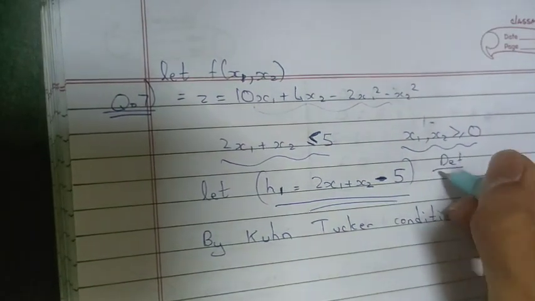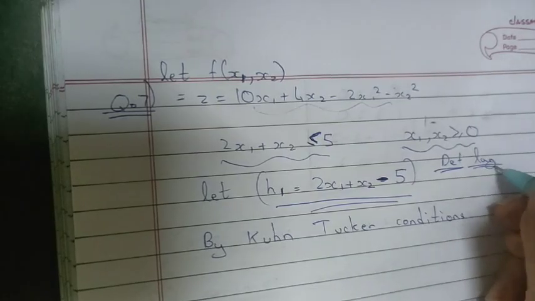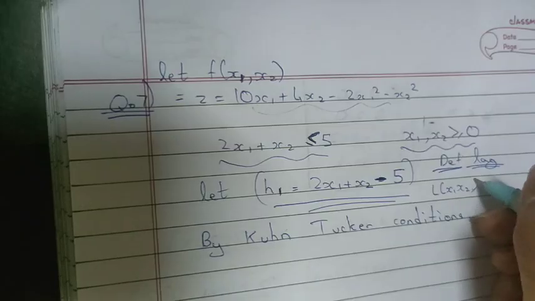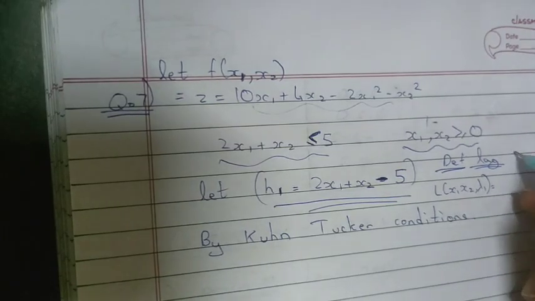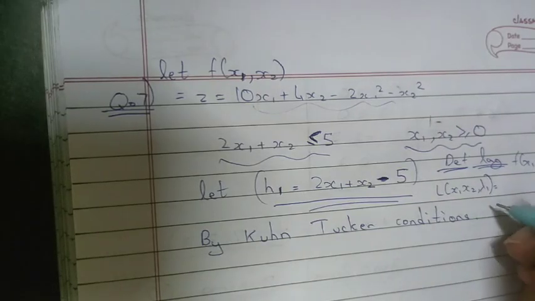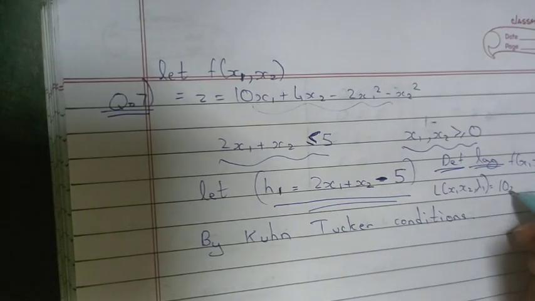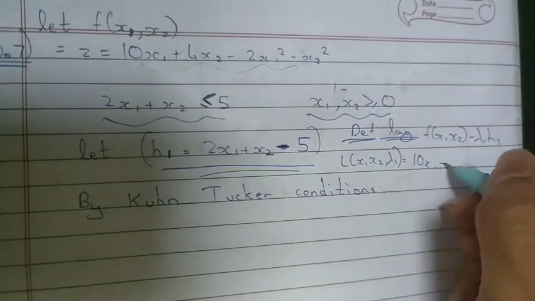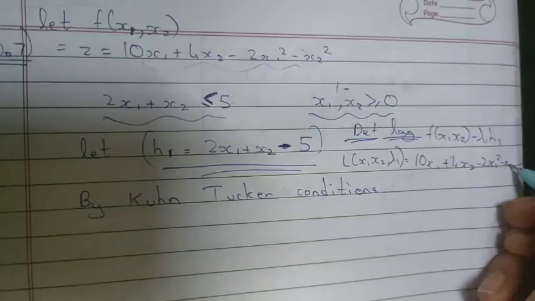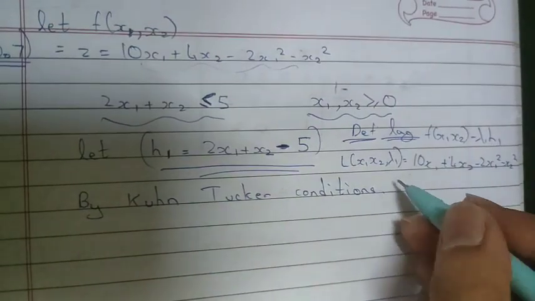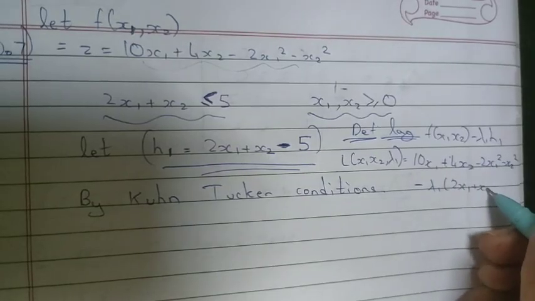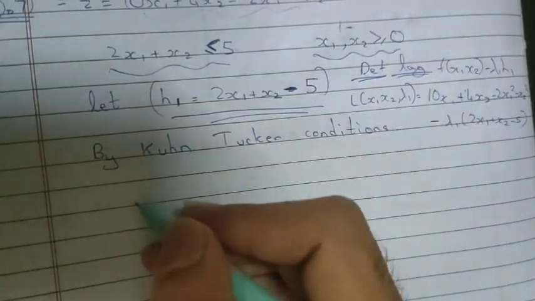Also, we can define a Lagrangian function, which is a function of x1, x2, and lambda 1. It is f of x1, x2 minus lambda 1 times h1, which is 10x1 plus 4x2 minus 2x1 square minus x2 square, minus lambda 1 into our constraint 2x1 plus x2 minus 5.